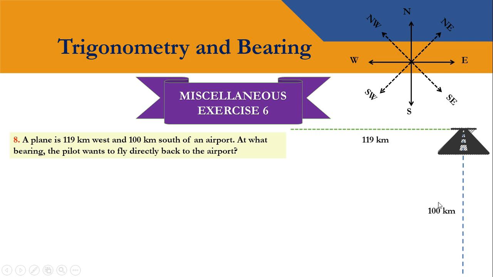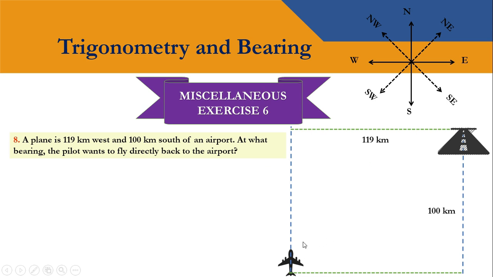To get the location of the plane, we will draw two perpendicular lines from these points and we will get the location of the plane. This plane is 119 kilometers away in the west direction and 100 kilometers in the south direction. So here is the plane. Our question is to find the bearing for the pilot, who wants to fly directly back to the airport.